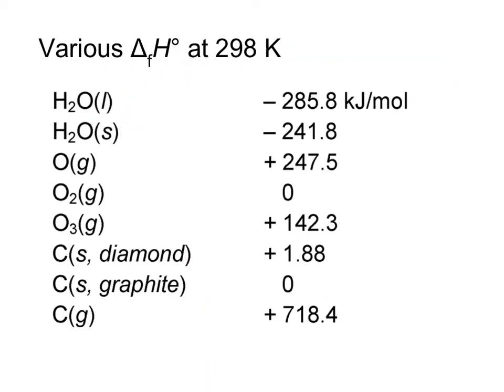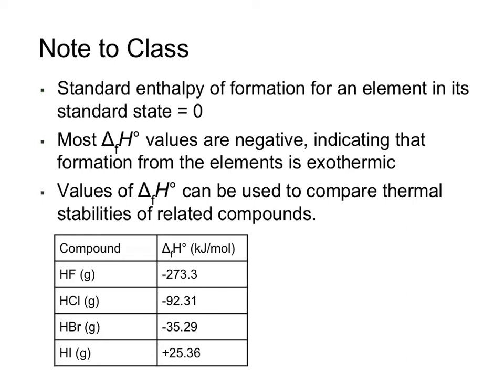And this table provides us with some values of just various enthalpies of formation at room temperature. So what we looked at previously with the formation of water, we see that that would release 285 kilojoules per mole. Let's remember that the standard enthalpy of formation for any element in its standard state is 0. Also, we will note that the enthalpy of formation values are typically negative, which indicates that the formation of that compound from the elements is an exothermic process.